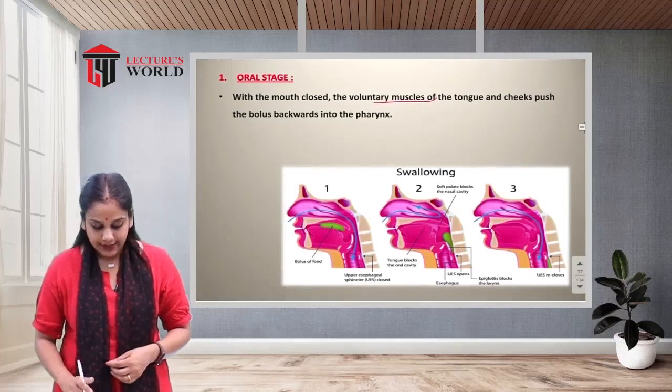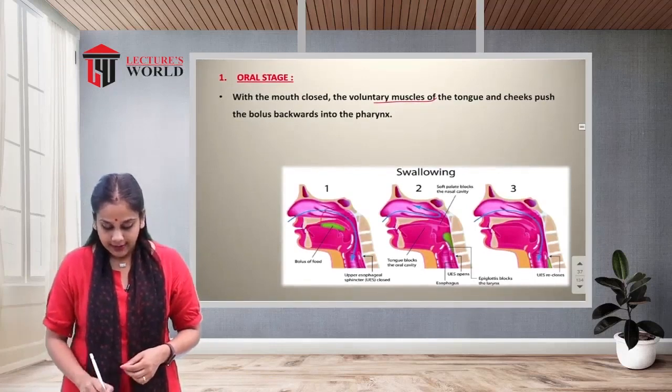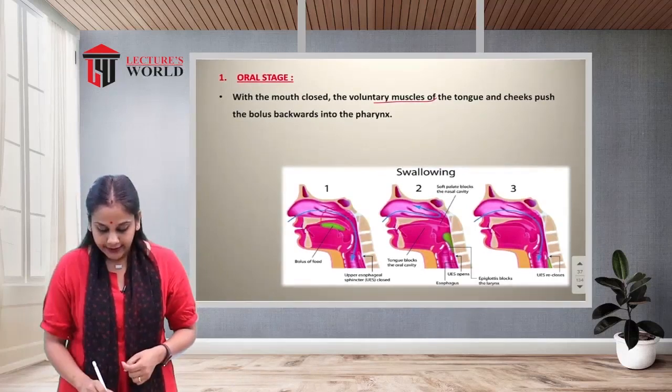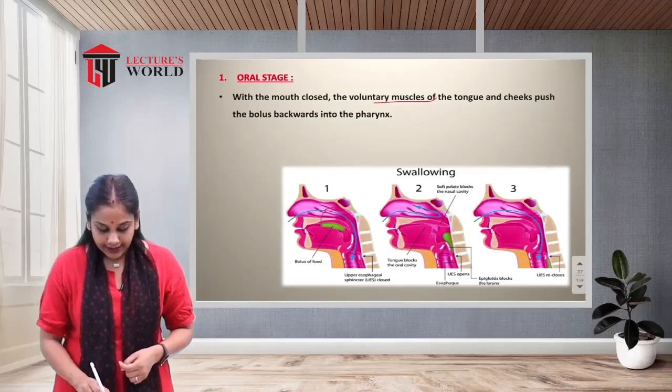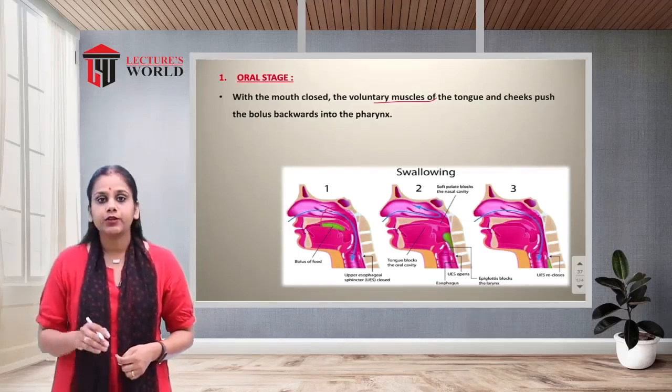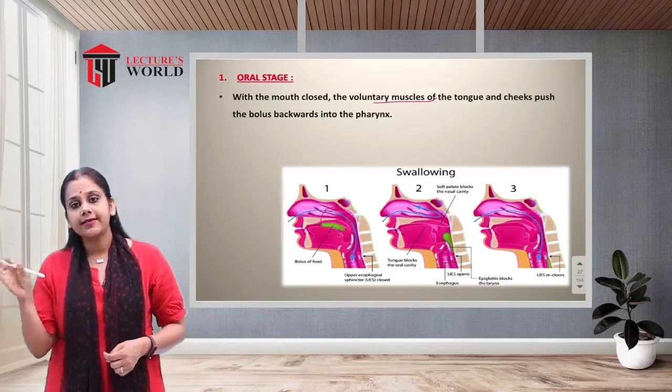You can see in the figure, this is the bolus and these are the voluntary muscles of the tongue and the cheeks that try to push the bolus backward.